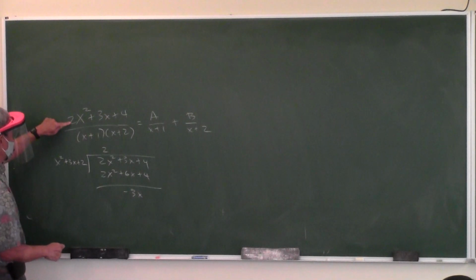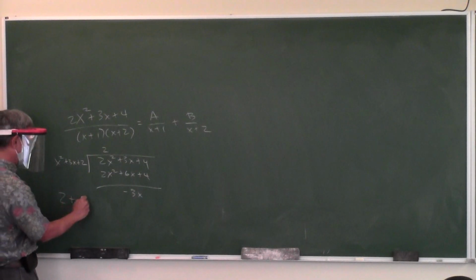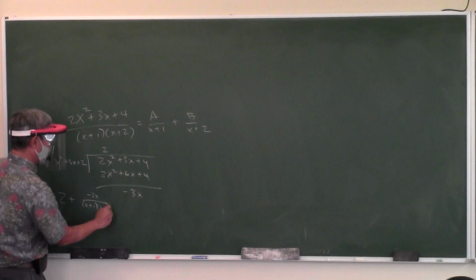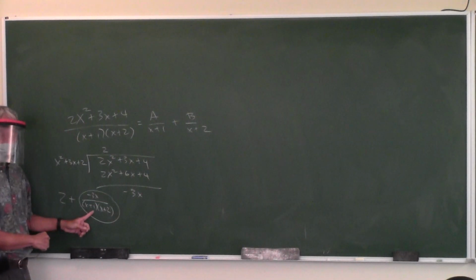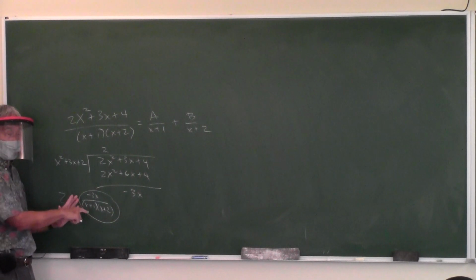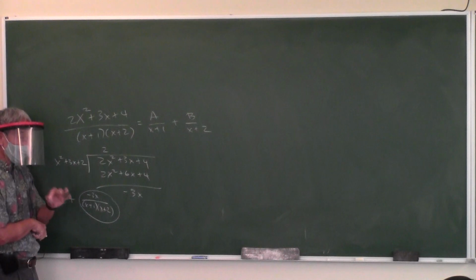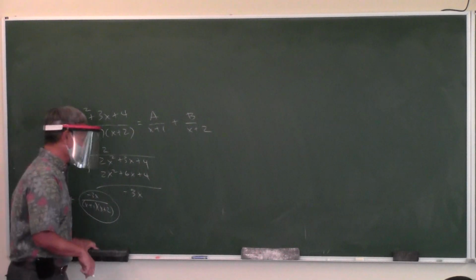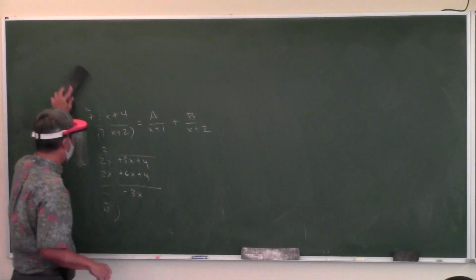Okay, so when you divide this by this, you get the quotient plus the remainder over the divisor. This you can do a partial fractions on, the remainder part. Okay? So if the degree of the top is not smaller than the bottom, you have to divide first. Okay, let's get that out of the way.